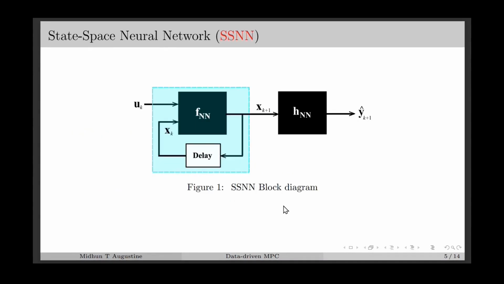Figure 1 represents a schematic representation of the SSNN, in which we can see F_NN and H_NN. And here this F_NN will take the current state x_k and the input u_k and predict the next state x_{k+1}. And this next state will be given to the output network H_NN, which will predict the output y_{k+1} hat.